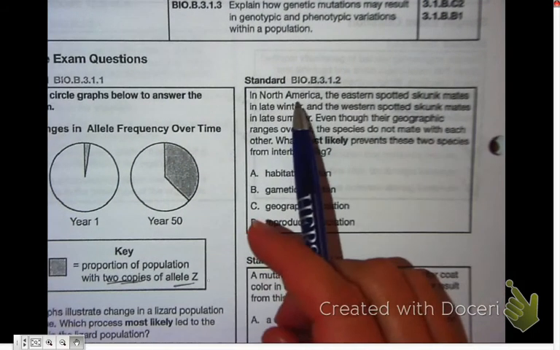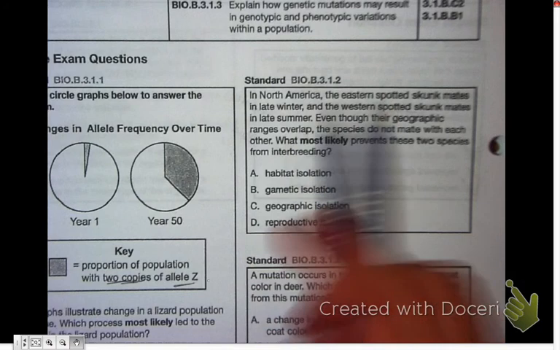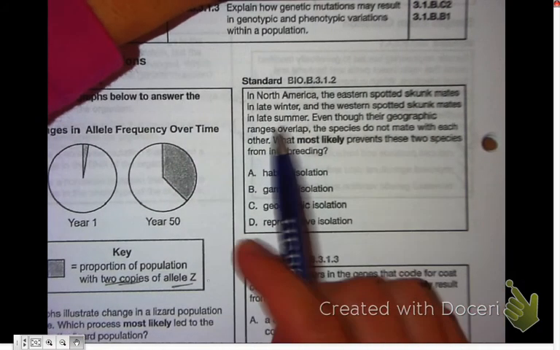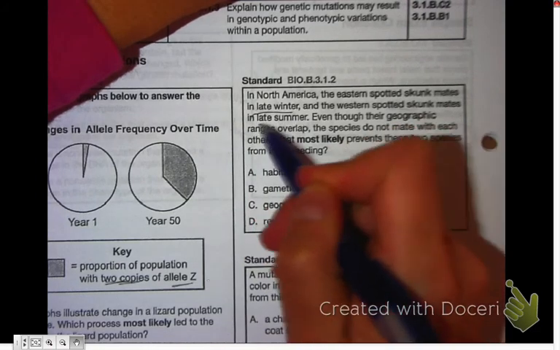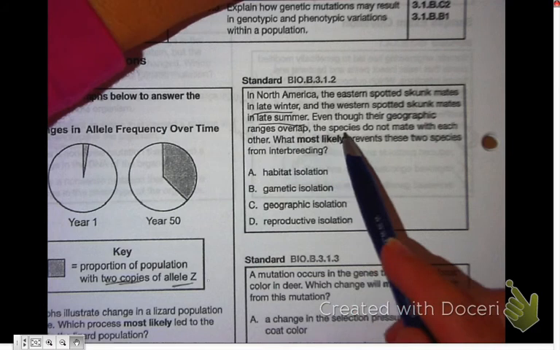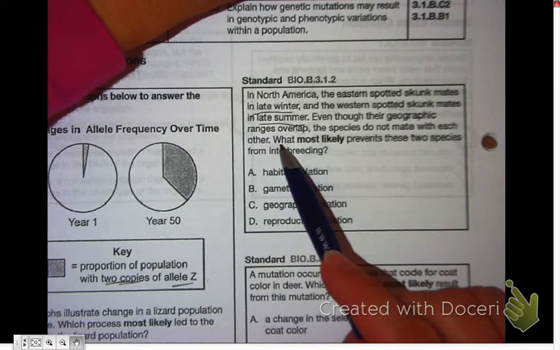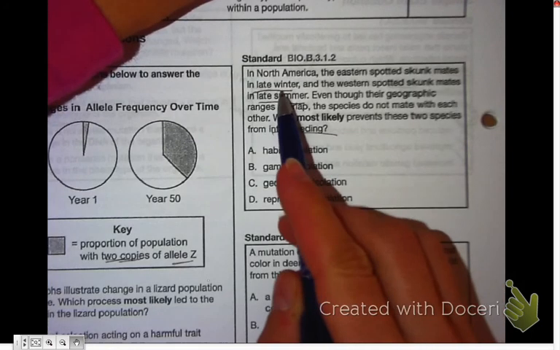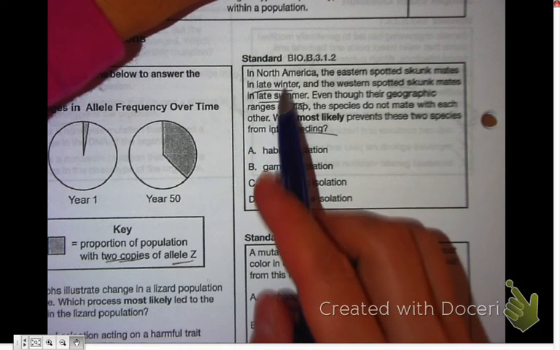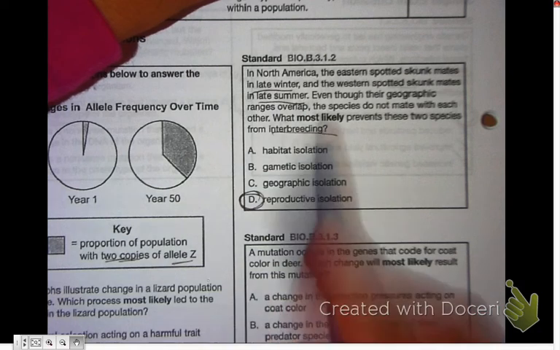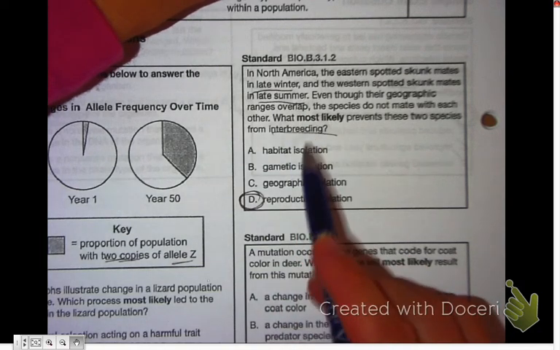In North America, the eastern spotted skunk mates in late winter, and the western spotted skunk mates in late summer. Even though their geographic ranges overlap, the species do not mate with each other. What would most likely prevent these 2 species from interbreeding? Most likely, because it is letting us know when their mating seasons are and they are not the same, it would be reproductive isolation, that they do not reproduce at the same time, so therefore they won't reproduce with one another.